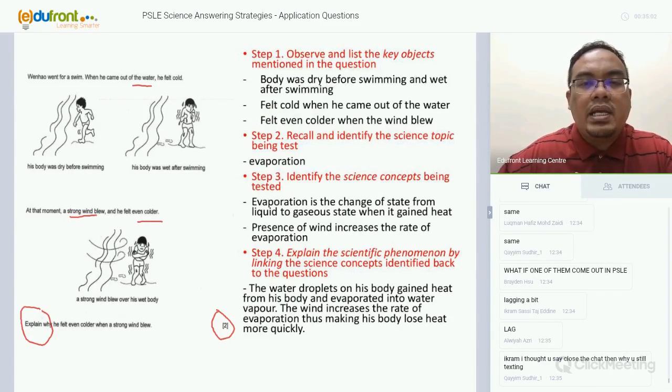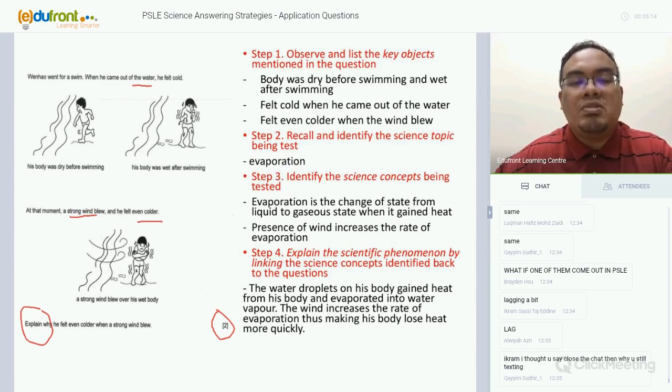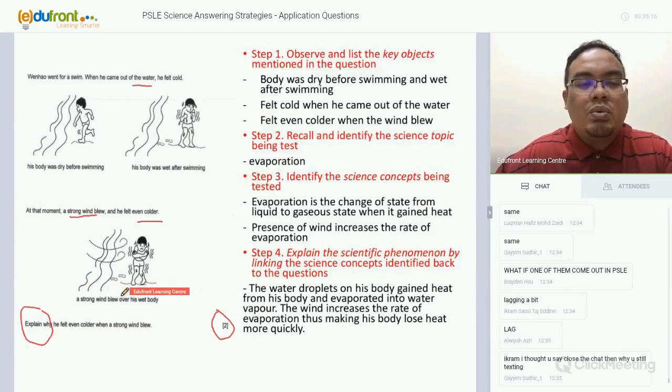Because we know that change of state from liquid to gas, there's a gain of heat, right? So when the water droplets gain heat, they evaporate. So where does it gain the heat from? From Hao's body, right? So why did he feel cold? Number 1, because his body loses heat to the water droplets which were on his body.